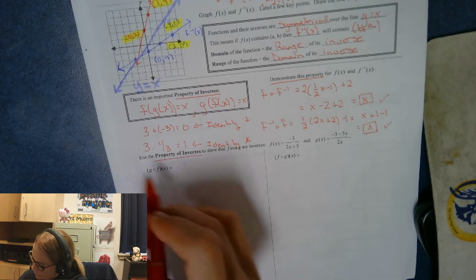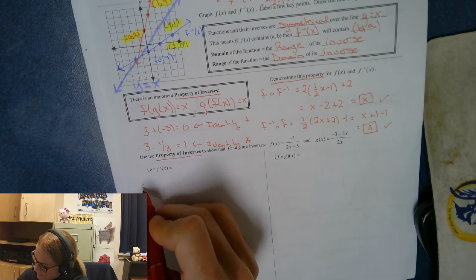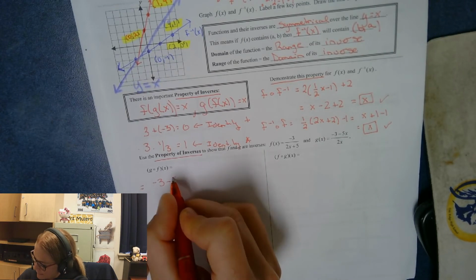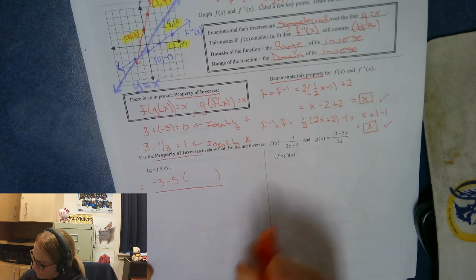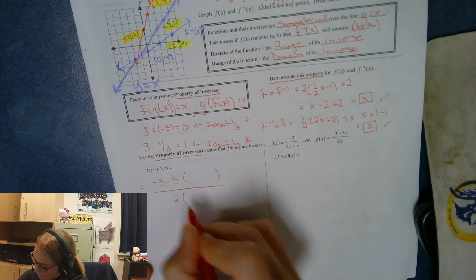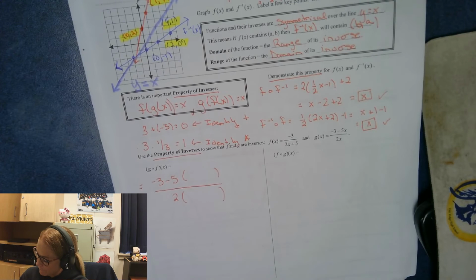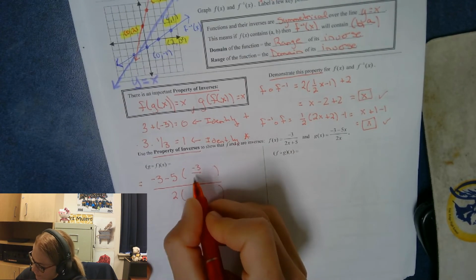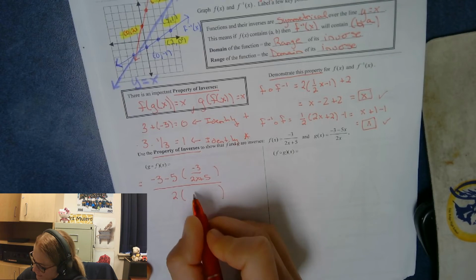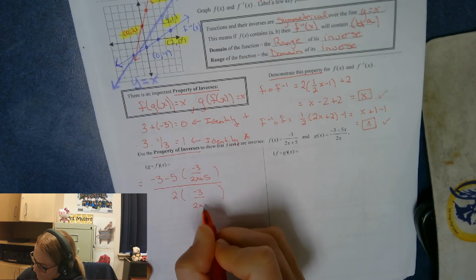All right, so this is to put f of x into g. So this is going to equal negative 3 minus 5, parentheses. That's where we want to put f of x. I'm just writing g down and leaving a big parentheses here for f of x. Okay? So now let's put in that f of x, negative 3, 2x plus 5.